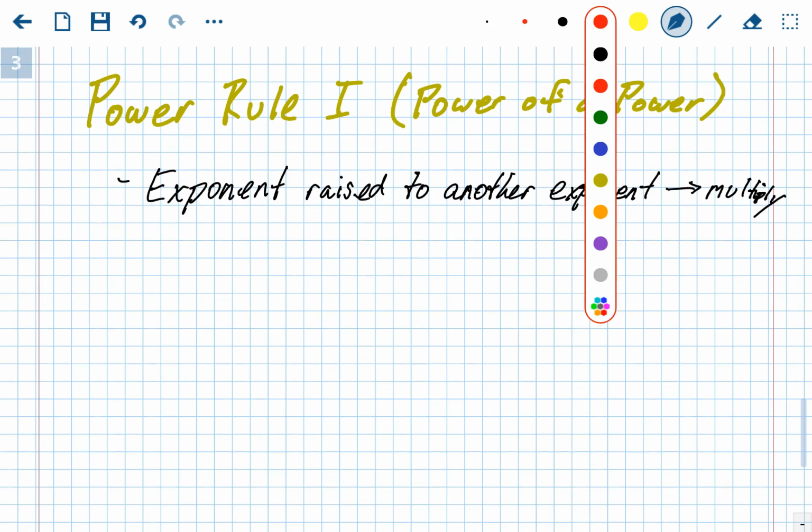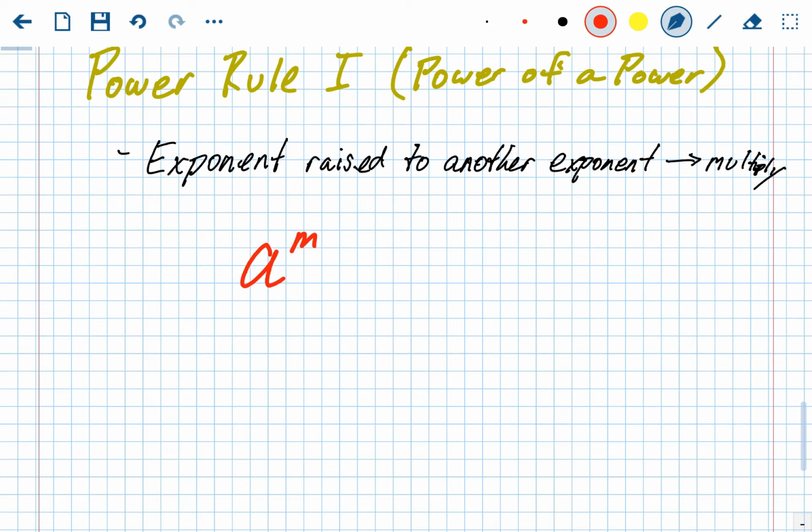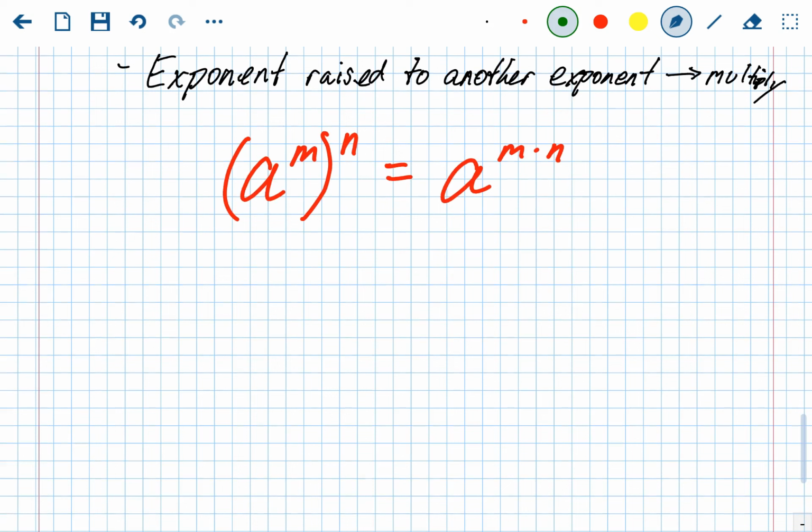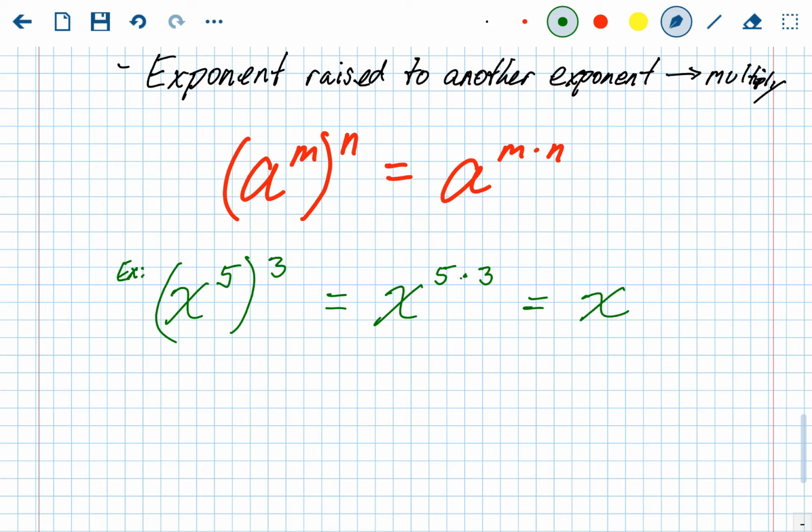So again, let's look at it symbolically. Say we have our base of a raised to the mth power, but then the whole thing is being raised to the nth power. Well, a power raised to a power says you multiply, so you just take that base of a and raise it to m times n. Let's look at one with numbers. So we have x to the 5th power again, raised this time to the 3rd power. Let's stick with the 5 and 3. So we got x to the fifth raised to the third. According to our power rule, we would just multiply those two exponents together. It would be x to the 5 times 3, which is x to the 15th power.